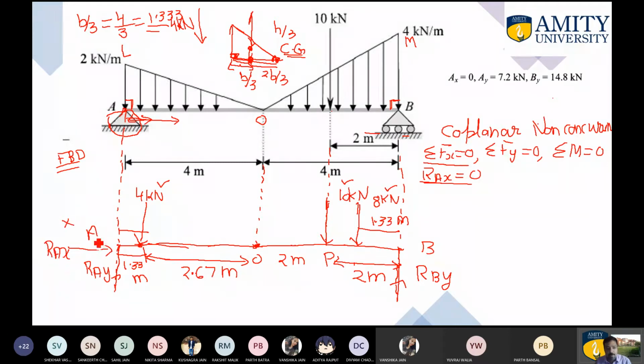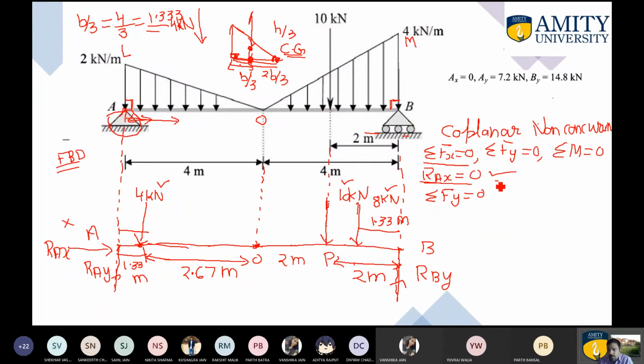So by simple observation, when you are drawing the free body diagram, you are required not to mark this one. If you are marking, then you are required to equate it to 0, so your answer will come out to be 0. So by simple observation you can predict that Rax will come out to be 0. Now you are required to apply summation of Fy as 0.